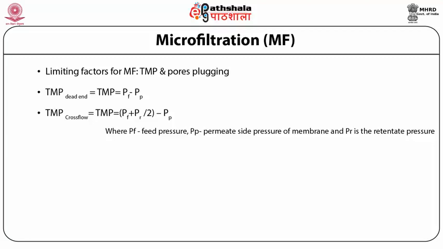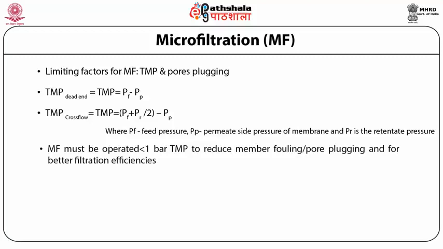So during MF processing, TMP must be as low as possible, or it should be less than 1 bar to reduce membrane fouling or pore plugging and to achieve better filtration efficiencies. This is one of the critical factors during the operation of the microfiltration process: the transmembrane pressure, for tubular membranes, should be less than 1 bar, or strictly followed as per the manufacturer's guidelines to avoid fouling of the membrane as well as to get higher efficiency in flux.